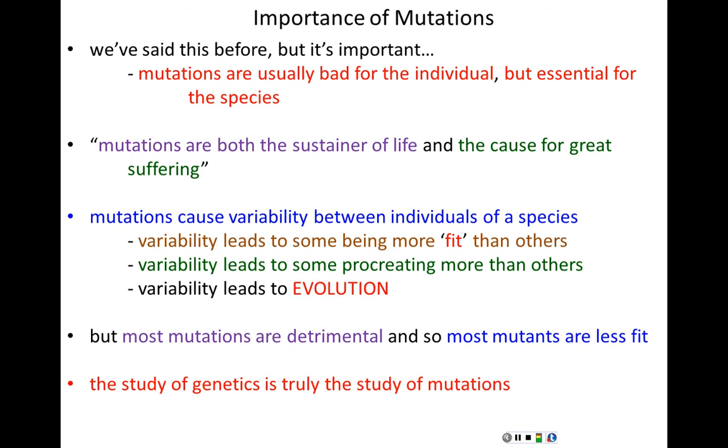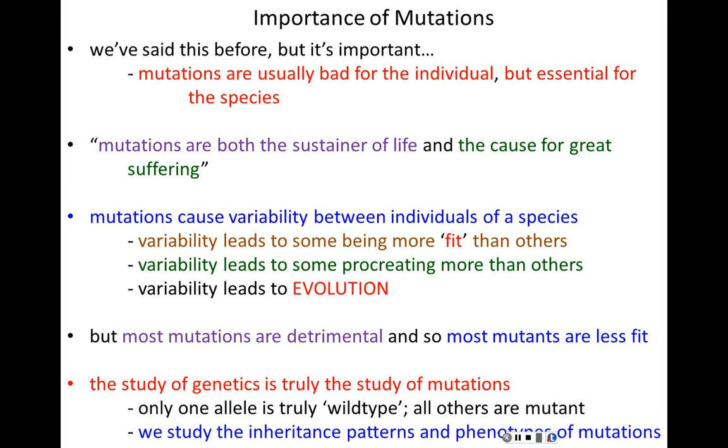So the study of genetics and the study of evolution as well truly is at its core a study of mutations. Only one allele could possibly be truly wild type. All other alleles, then, must be mutant. We study the inheritance patterns of mutant alleles. That's really what genetics is. And then the phenotypes that those mutations cause in those individuals.